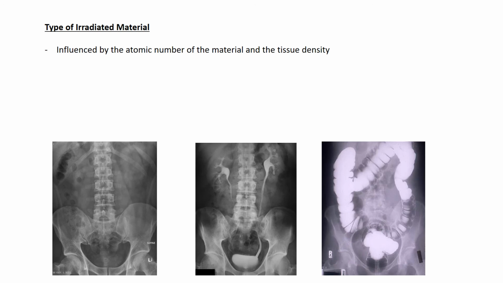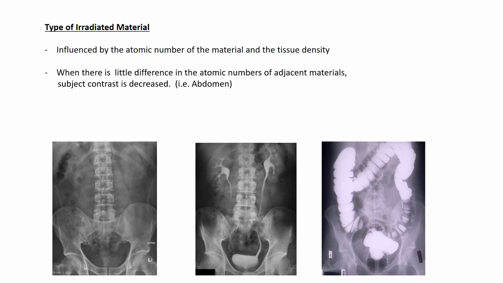Along those lines, when we talk about the type of irradiated material, we know that it's influenced by the atomic number of the material and the tissue's overall density, not radiographic density, but how thick the tissue is. When there's little difference in the atomic numbers of adjacent materials, subject contrast is decreased. Like in the abdomen I just mentioned, the kidney kind of blends in with the other grays of the abdomen. The psoas muscle kind of blends in. You don't have a lot of subject contrast.